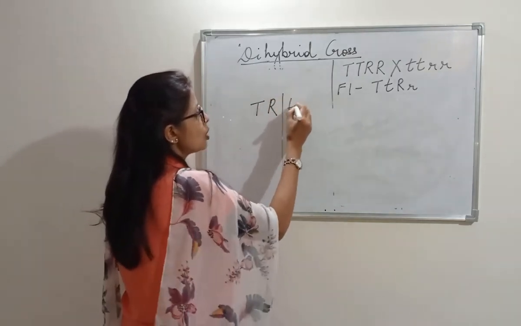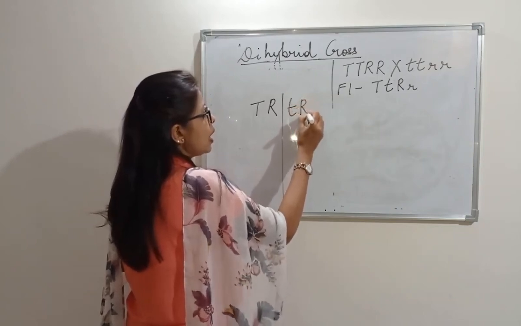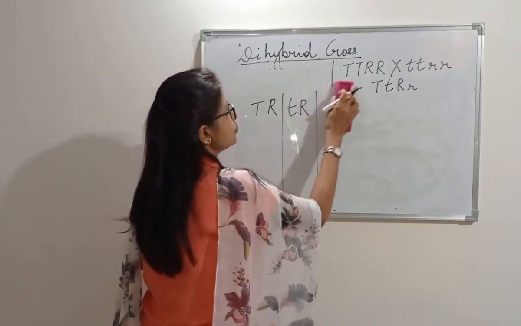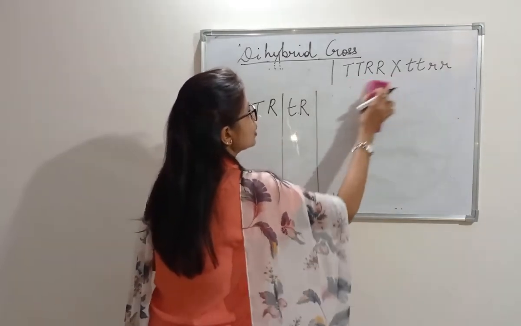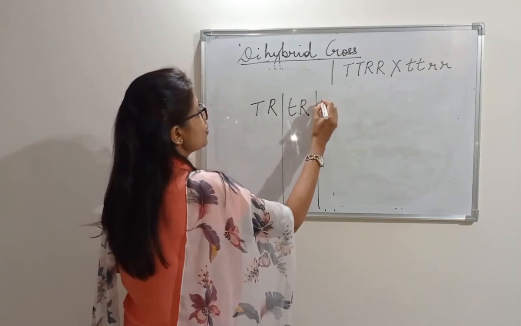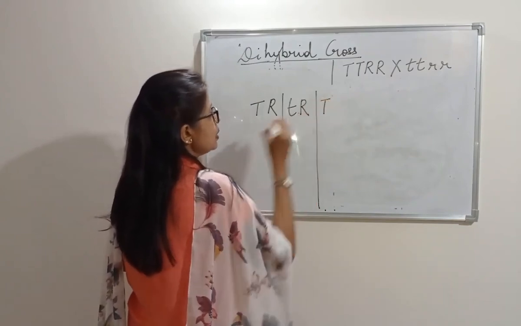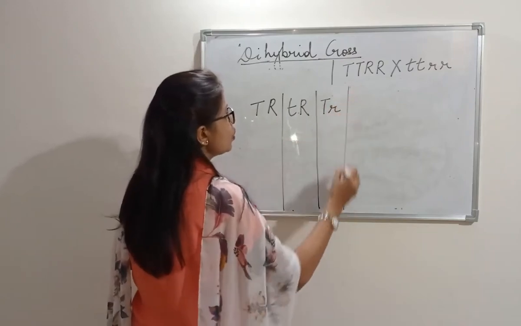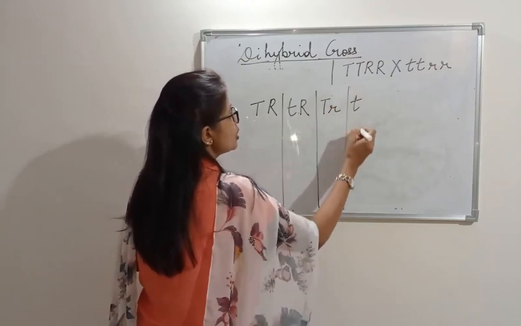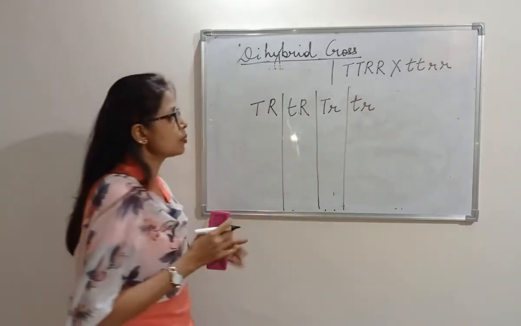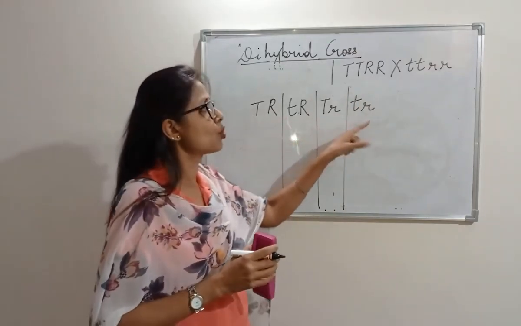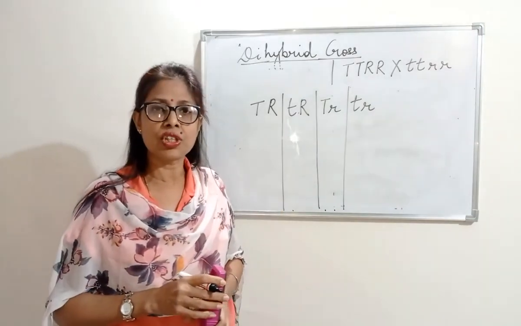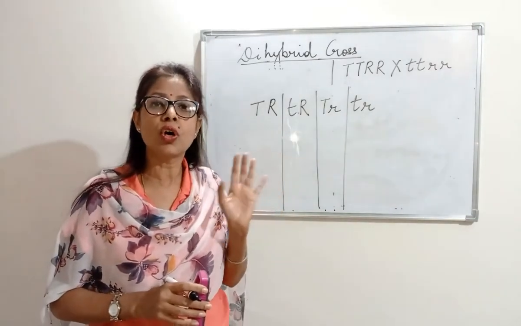We will get small t, capital R, then we will get, I am rubbing this part out so that it becomes clear, then we will get capital T, small r, and we will also get small t, small r. That means we get all four combinations. This is what was obtained in F1 generation. In F1 generation, all were tall and round.